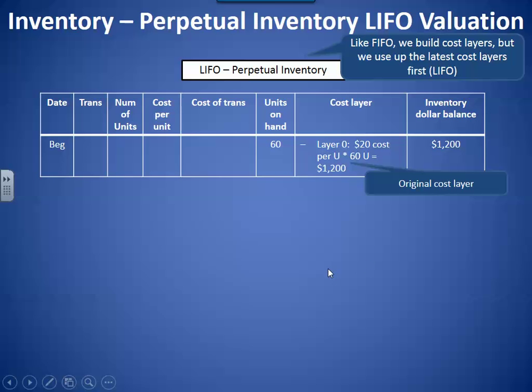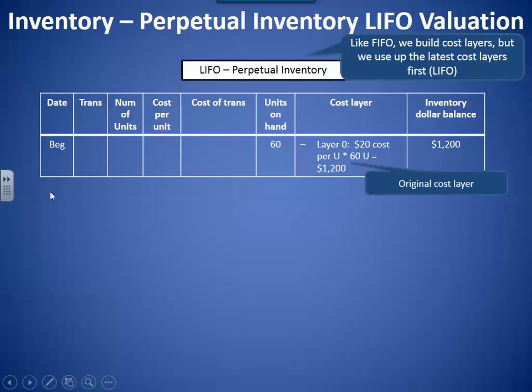Our perpetual inventory record is like the other ones that have been demonstrated in other videos. Again, we have a date, transaction, what type of transaction, the number of units involved, the cost per unit, the cost of that particular transaction, the units on hand, the cost layer, and the inventory balance.